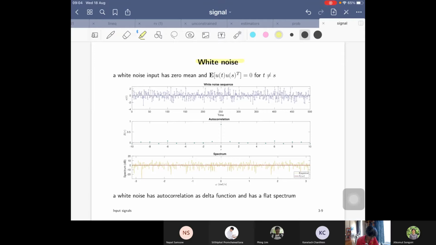A white noise input, by definition, is a signal with zero mean. It's a stochastic or random signal, and its correlation at different times, the expectation of u(t)u(s), is entirely zero when t is not equal to s. This is the definition of white noise.